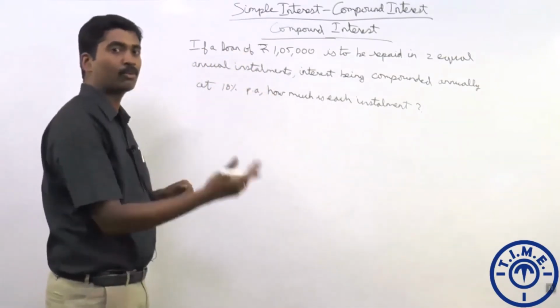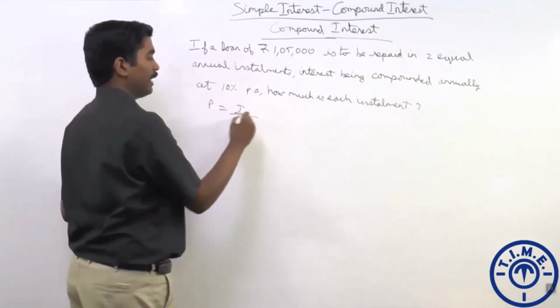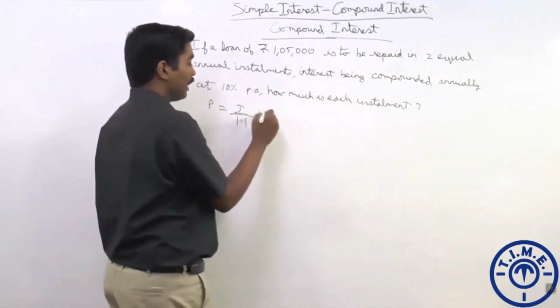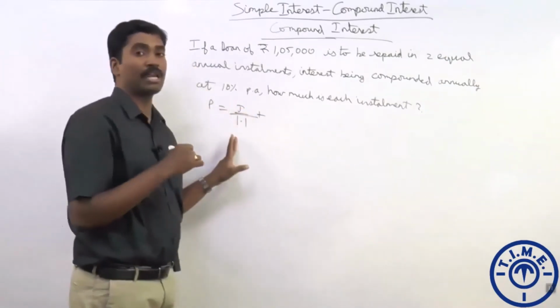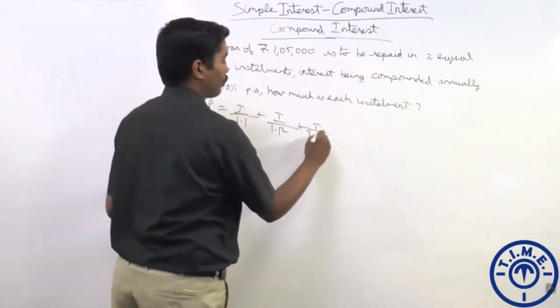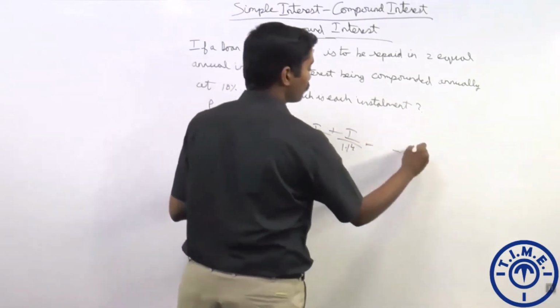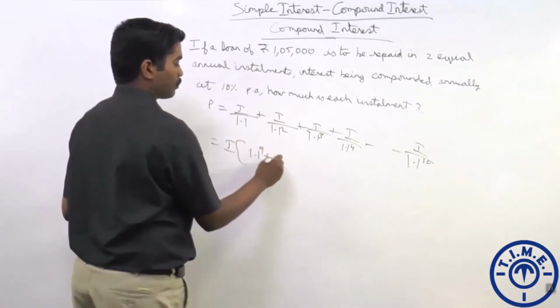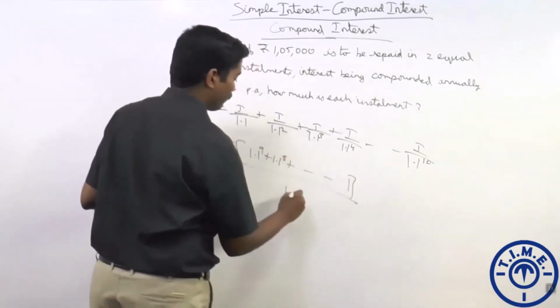Let's say I'm not talking about 2 months, I'm talking about 10 months. I'm talking about lending a principal P. Let's say rate of interest is 10%, and I plan to pay it back in 10 annual installments, equal annual installment. I'm paying it, and the first installment I pay at the end of the first year is worth only I by 1.1 today. I'm discounting it for 1 year. The second installment I pay is only worth I by 1.1 whole square today, I by 1.1 cube, I by 1.1 power 4, and so on. So until I by 1.1 whole power 10. Now, which is nothing but, if I take I common, 1.1 power 9 plus 1.1 power 8 plus so on till 1 divided by 1.1 power 10.